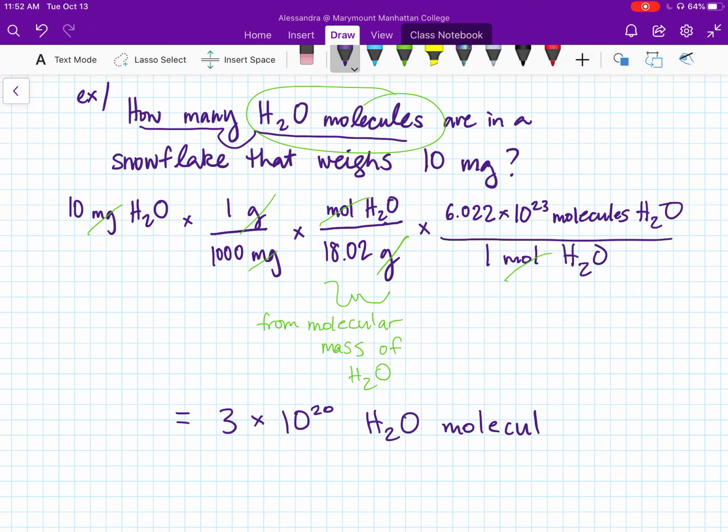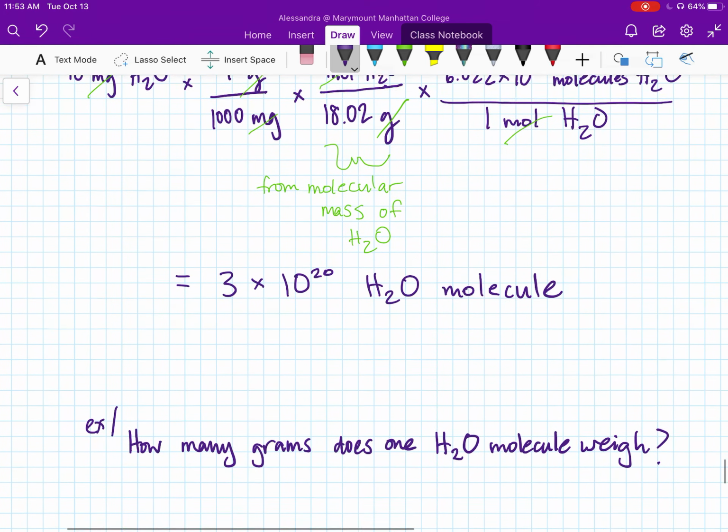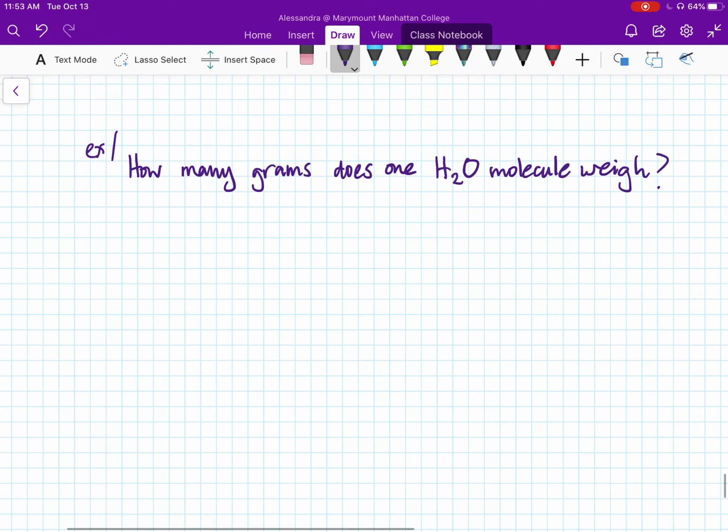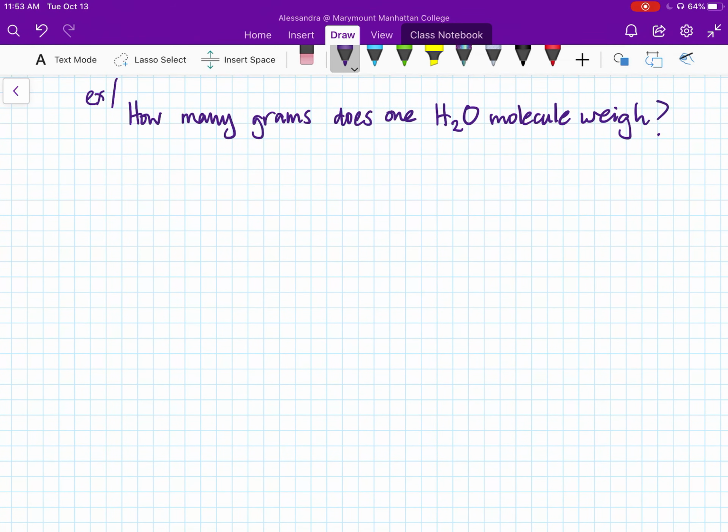That is a huge number, right? There are 3 times 10 to the 20th water molecules in a single snowflake. So that gives you an idea of why we use moles to begin with, because counting up 3 times 10 to the 20th molecules is no trivial matter. Let's do perhaps a simpler question.